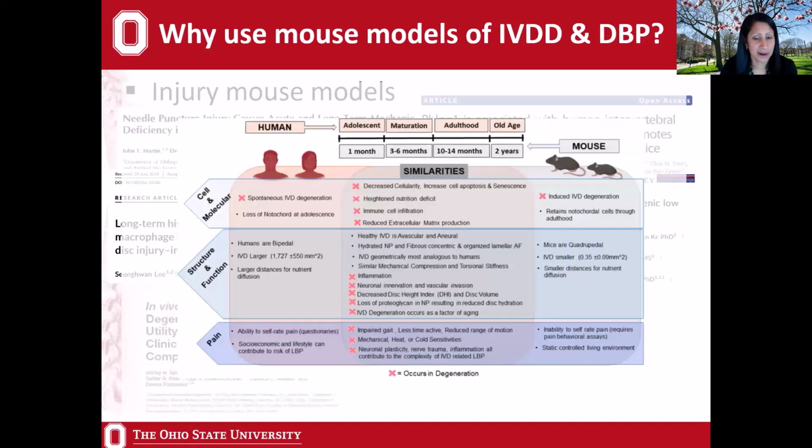And I think there are so many advantages. Clearly mice are not humans, but I really want to highlight that they're a great tool to investigate mechanistic questions and understand disease. As you can see here in the center, there are so many similarities at the cell and molecular level, in structure, function, and pain, in both degeneration, which is where the X's are marked, versus health. So many similarities, and there are differences, but I think the advantages definitely outweigh the limitations of the mouse model.